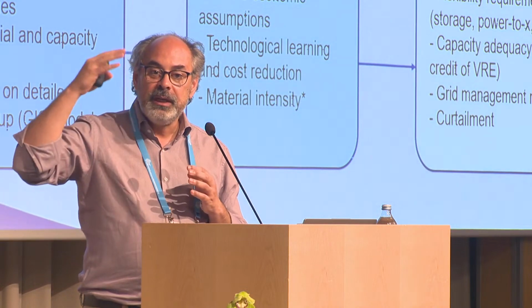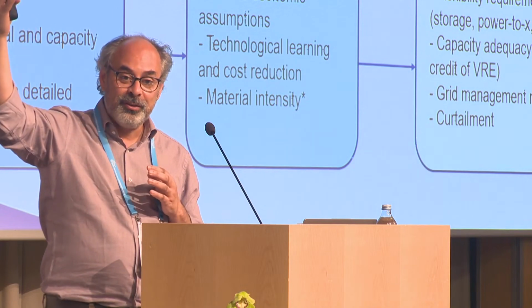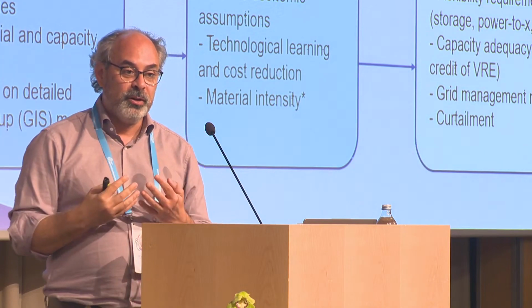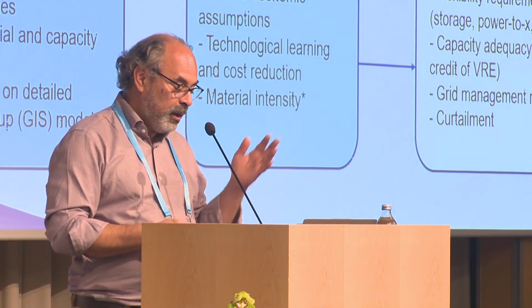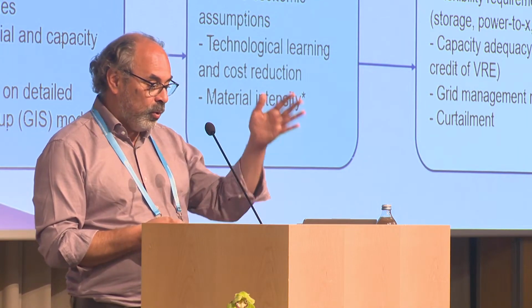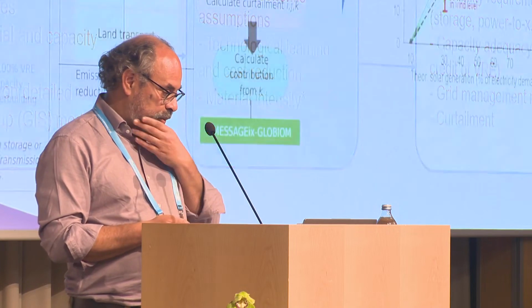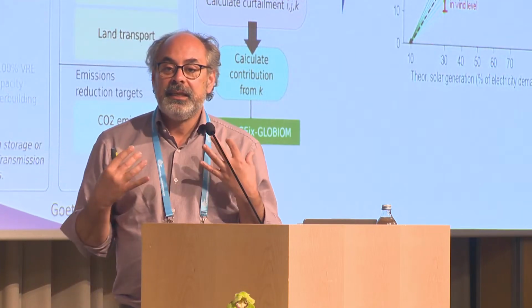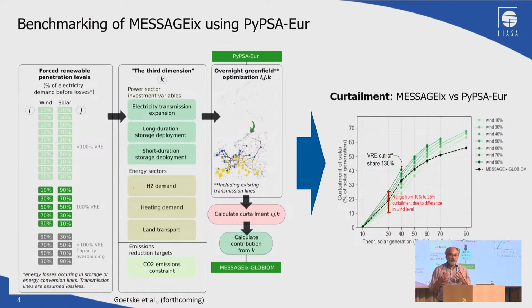But if you get to really high solar and wind shares, it becomes more and more difficult to avoid curtailment, and you need to make decisions there. Either you curtail a little bit, you store, or you do other things. So how do we integrate this into a very aggregated, global, integrated assessment model that covers all the different sectors?